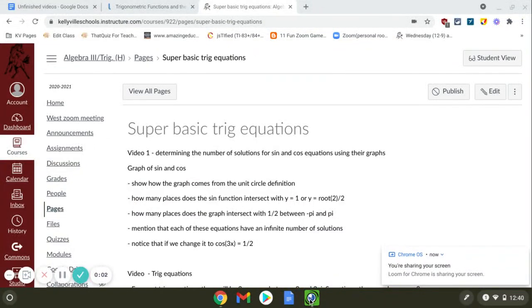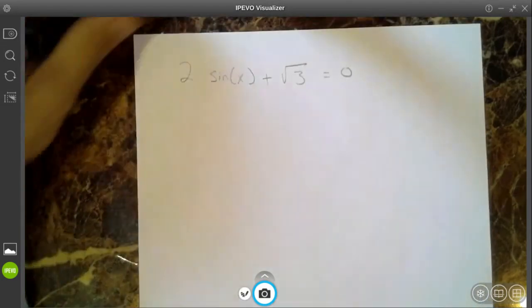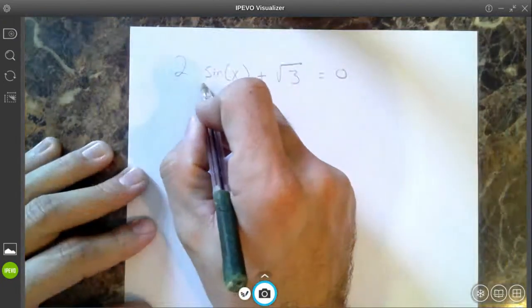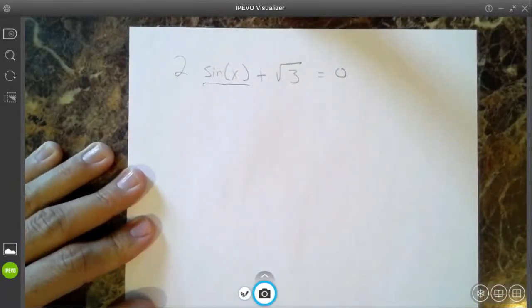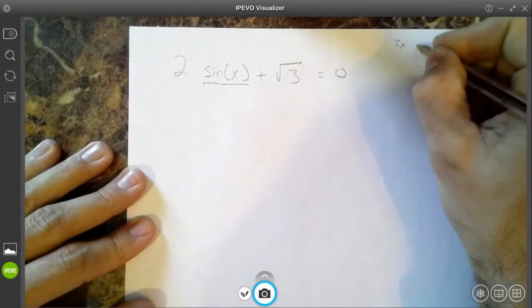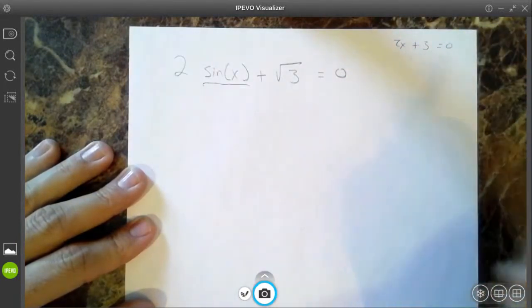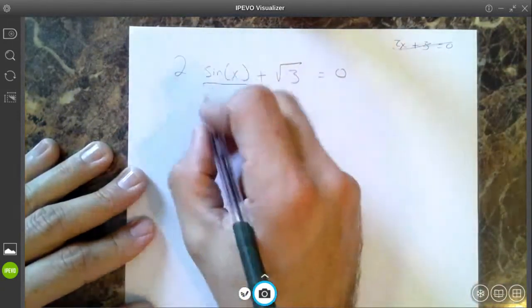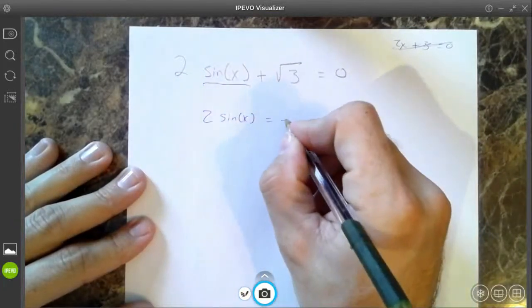All right, so in this one, we're going to be looking at a trigonometric equation where you have to isolate the trig part first. So what we're going to do is get this sine of x part by itself first. This is kind of like a little two-step equation. It's kind of like you're solving one of these. So I'm going to move the root 3 over, so I get 2 sine of x is equal to negative square root of 3.